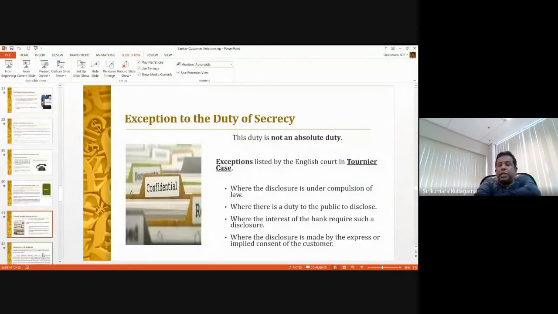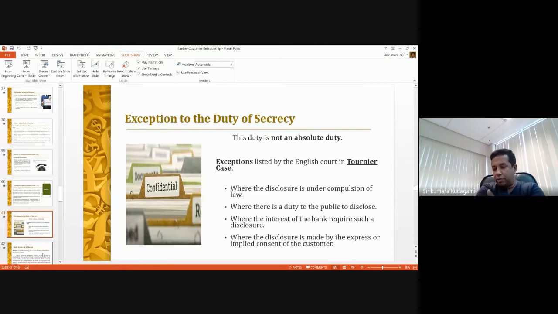Now, it's a kind of a serious duty. Still, it's not an absolute duty. Can you see that slide? This is not an absolute duty, meaning that there are exceptions to the rule established in the Turnier's case. What are those exceptions? Bank might disclose information pertaining to the customer where the disclosure is under compulsion of law. If the law compels the bank to disclose information, certainly the bank can give information.